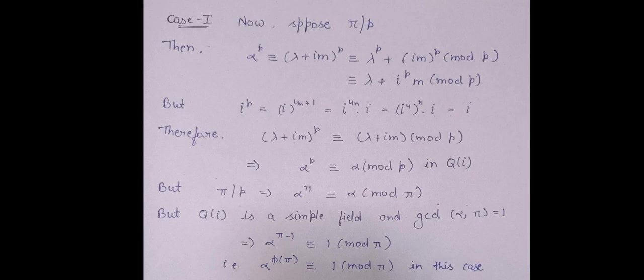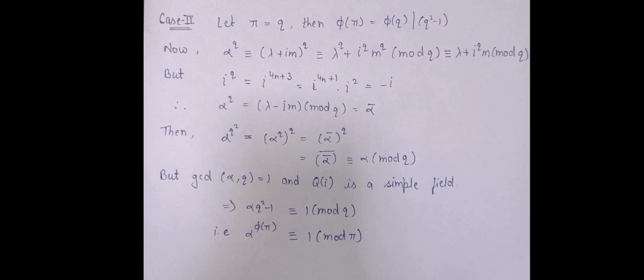But π divides p, that implies α^p ≡ α mod π. But Q(i) is a simple field and GCD(α, π) = 1. That implies α^(p-1) ≡ 1 mod π. That is, α^φ(π) ≡ 1 mod π in this case. Now case 2. Let π = q.